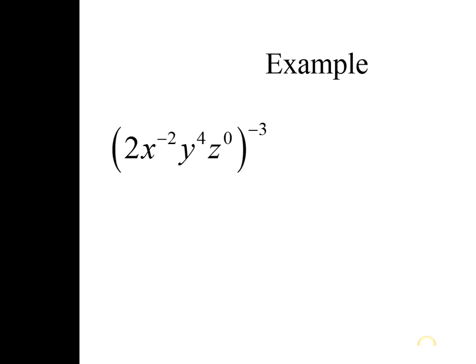Let's do a couple of examples. So we have a whole bunch of stuff to the negative third power. What I do is I go ahead and take care of the power to the power. So the exponent on the 2 is a 1. So I'm going to give everything the power of negative 3. A power to a power, and we multiply. So 2 to the negative third power, x to the 6th power, negative 2 times negative 3 is 6, y to the negative 12th power, and 0 times negative 3 would be 0.